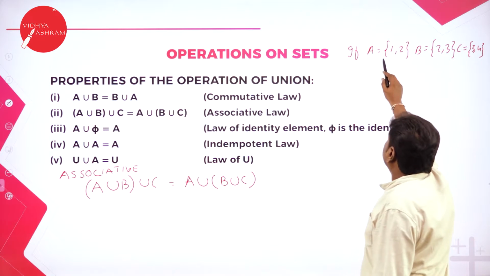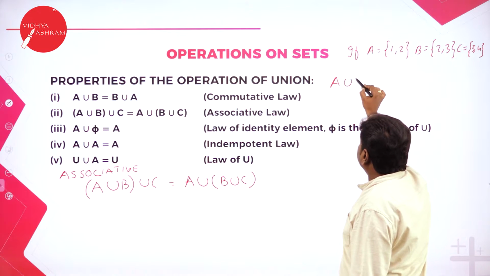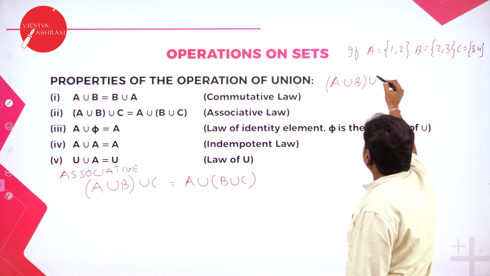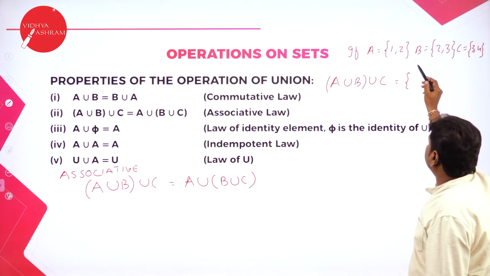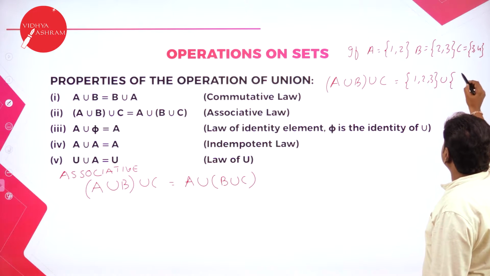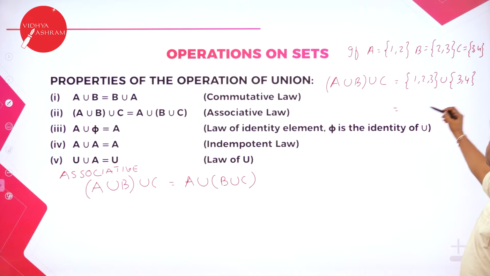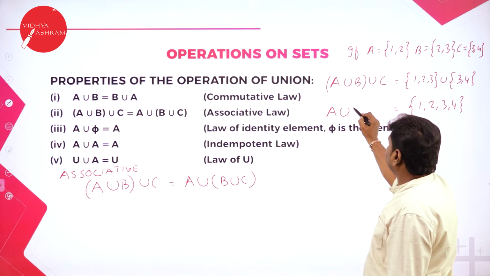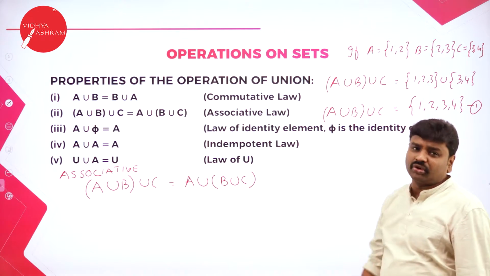Please observe, I take A as {1, 2}, B as {2, 3}, C as {3, 4}. I'll find (A union B) union C. First we'll find A union B. A union B means combine these two. It will become {1, 2, 3}. Union C, C means what? Set {3, 4}. Now we have to do union for these two. What is the union of {1, 2, 3} and {3, 4}? It will be {1, 2, 3, 4}. So now you got (A union B) union C, a set containing 4 elements, 1, 2, 3, 4. Call this equation 1.